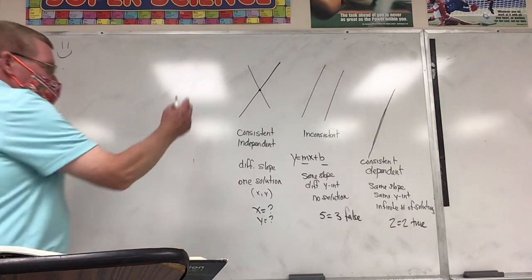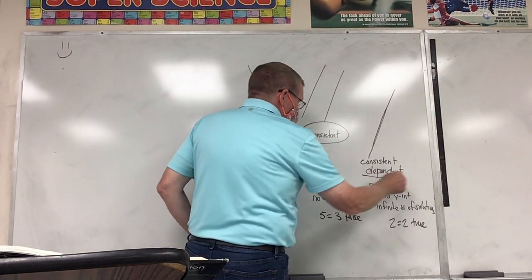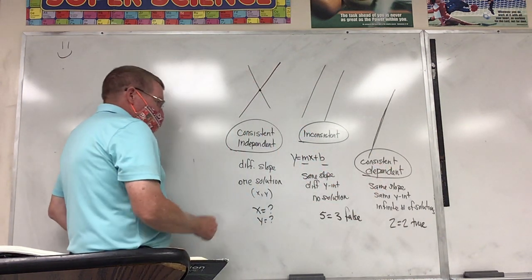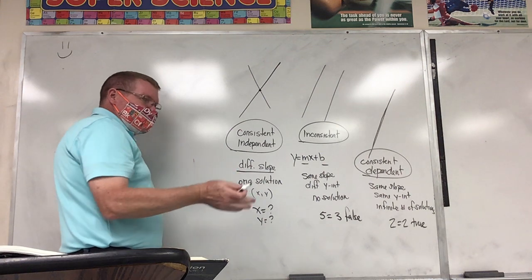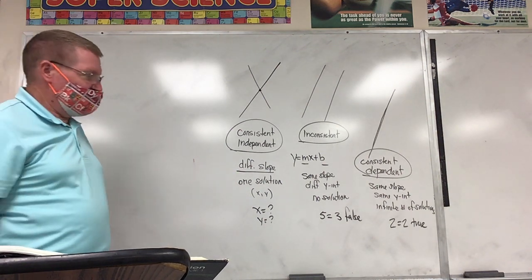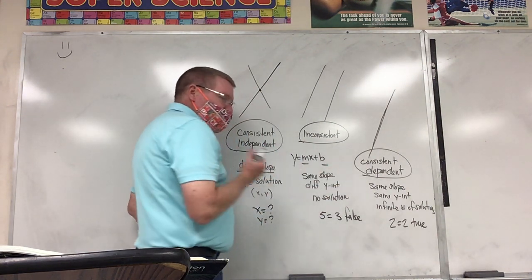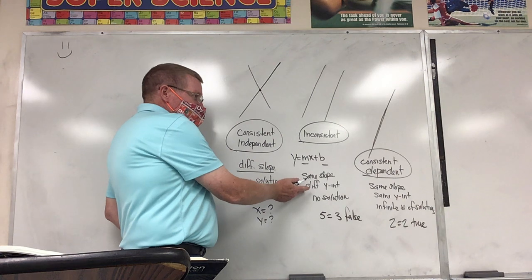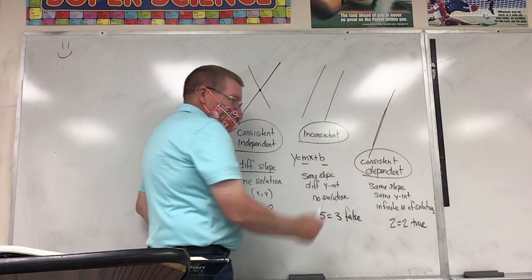All right, so those are the three types. We need to remember: consistent independent, inconsistent, consistent dependent. All right, what's the characteristic? Different slopes. If I have different slopes, then I know for sure that it's going to be a consistent independent. If I have the same slope, it could be one or the other, so I have to check my y-intercept. Different y-intercepts, inconsistent. Same y-intercept, dependent.